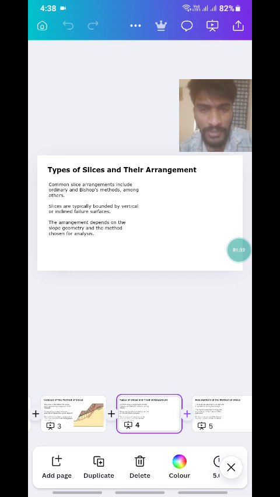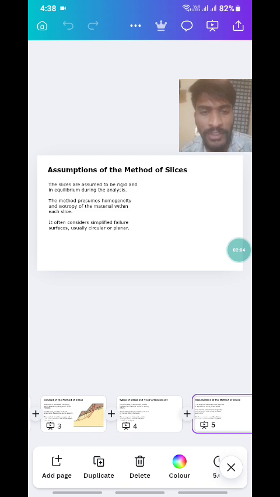Types of slices and their arrangement. Common slice arrangements include the ordinary and Bishop's methods, among others. Slices are typically bounded by vertical or inclined failure surfaces. The arrangement depends on the slope geometry and the method chosen for analysis.